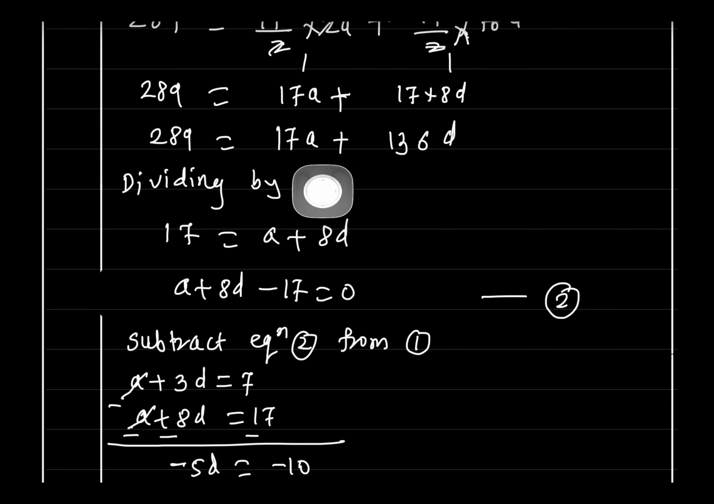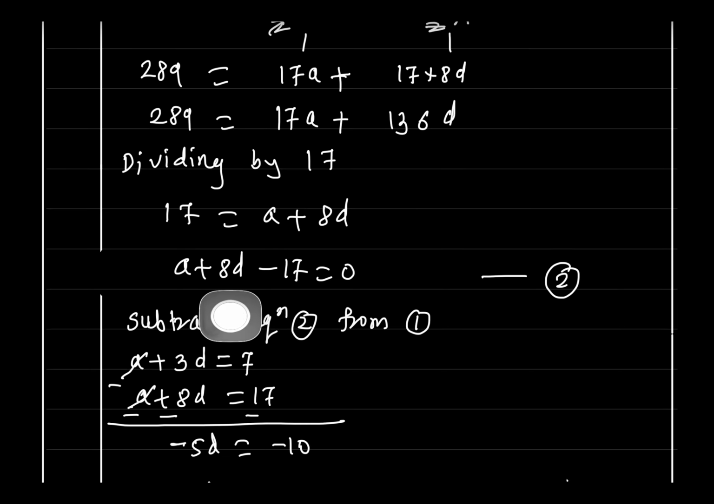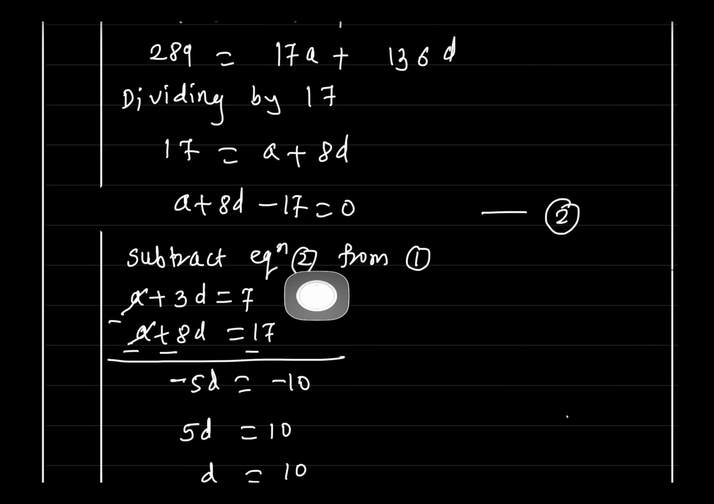Dividing by 17, you will get smaller numbers. Like this way also you can solve, but here you will get very big multiplication in the elimination method, so make it easy. If you are dividing by 17, then you will get 289 divided by 17 is 17, equal to 17a upon 17 means a will remain, and 136 divided by 17, 17 eights are 136, so 8d. So a plus 8d equal to 17.